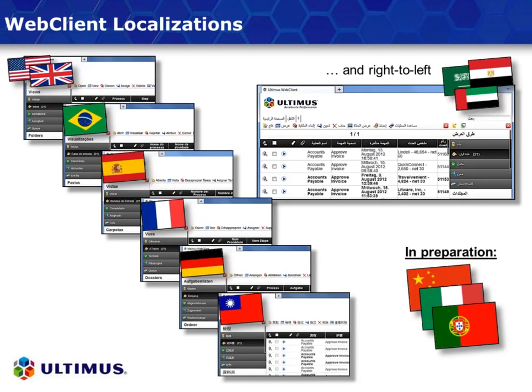Now you will ask, what about localization? The WebClient is fully localized, and the translation is already done for those mentioned languages. And in preparation are, in addition, Chinese, the simplified Chinese, but also Italian and Portuguese, which will be available in the next days.